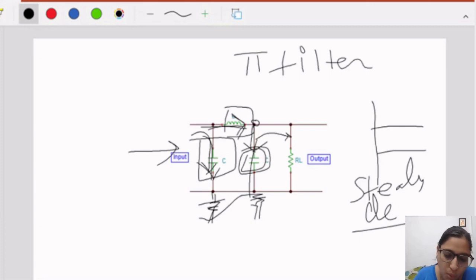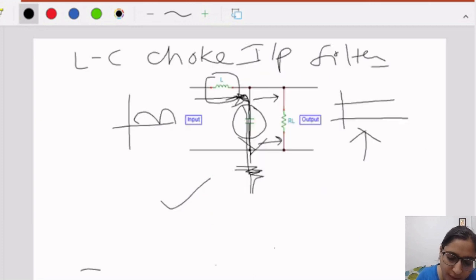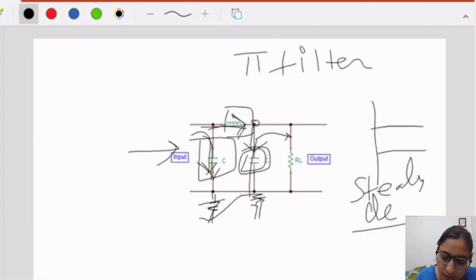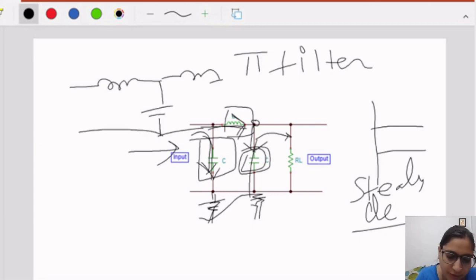Okay. Now one more filter is the T filter. So in the T filter, what happens? In the T filter, two inductor coils are connected with a capacitor. See, this is our T filter. I will draw it here: two inductive coils are connected with the capacitor. So this is our T filter. Clear? This is our T filter.